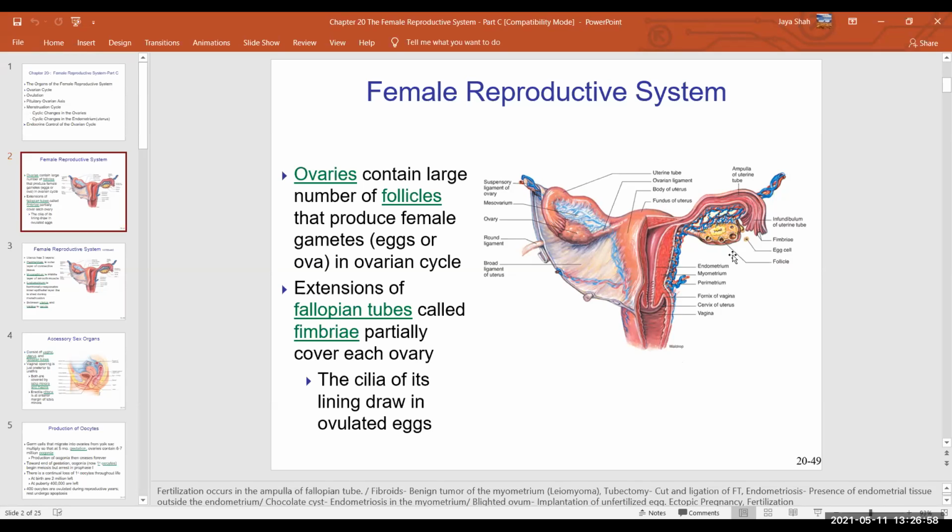Corpus luteum are here in the ovary. Okay, some other terminology here. So now fibroids.